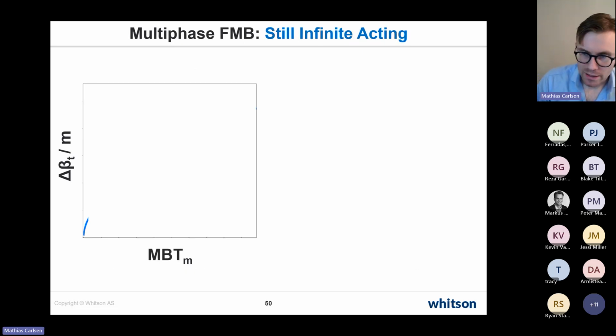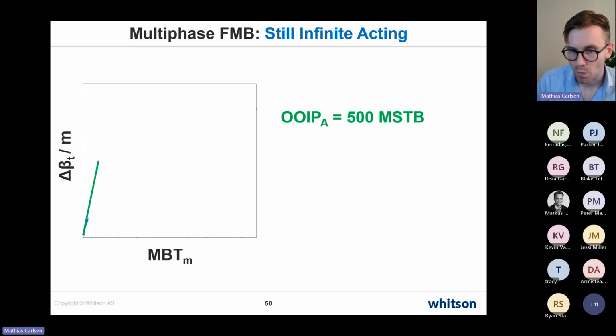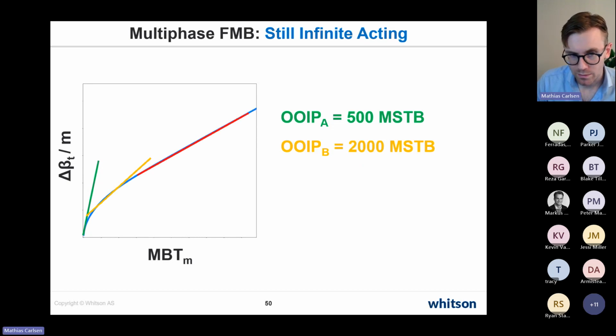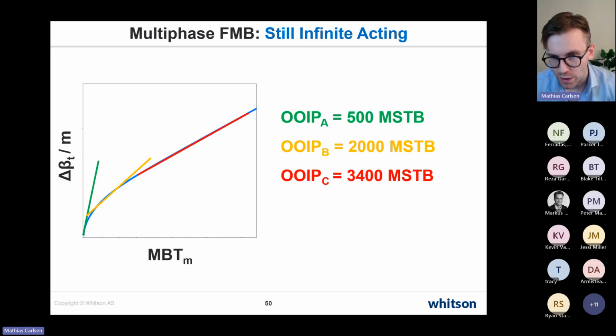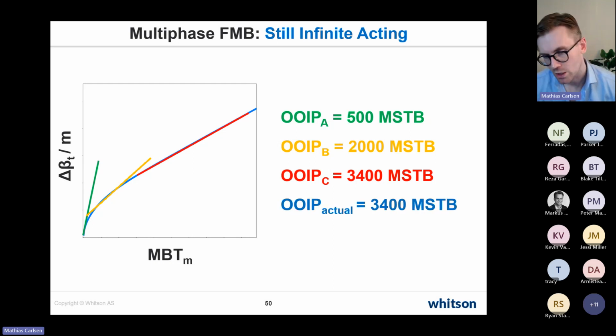If the well is still infinite acting, you'll get smaller or steeper slopes in the beginning, which is smaller contacted pore volumes. With more time, you get more and more data, the curve bends over, and eventually you converge to the correct pore volume, which is what we're looking at here. In this case, it's 3.4 million STB.